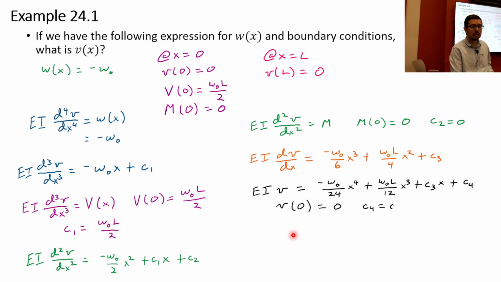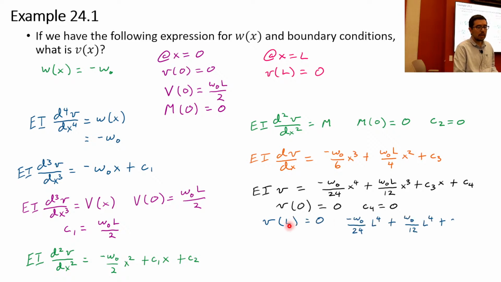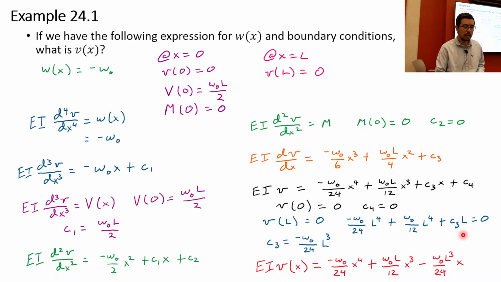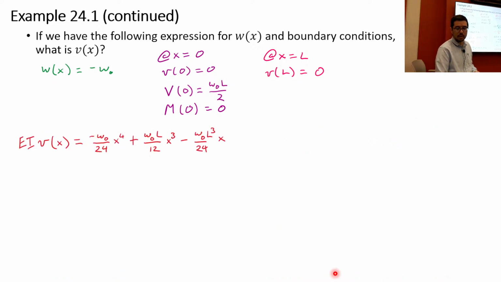The easy one is C4, because I plug in x equals 0. Slightly more confusing is what to do with what happens at x equals L. I plug in everything, this is the expression I get, and then we solve for C3. Okay? So that's not as straightforward. But then, what do we have? We have this wonderful relationship that gives us the elastic curve. We have to multiply by 1 over EI on that side, but that's the relationship.